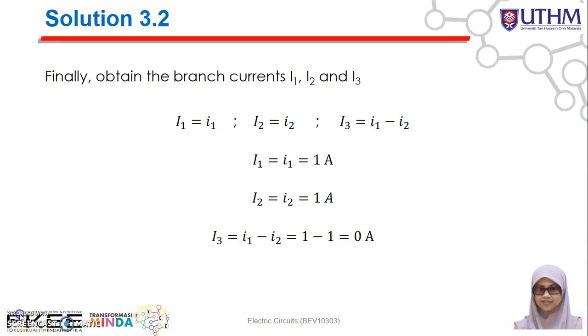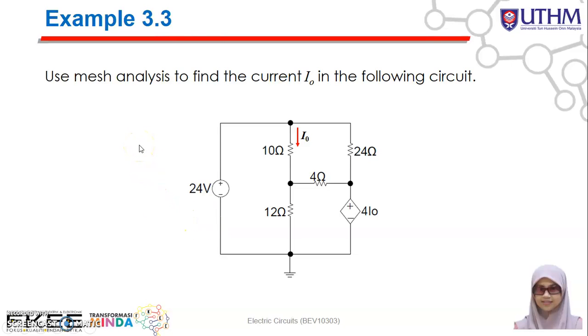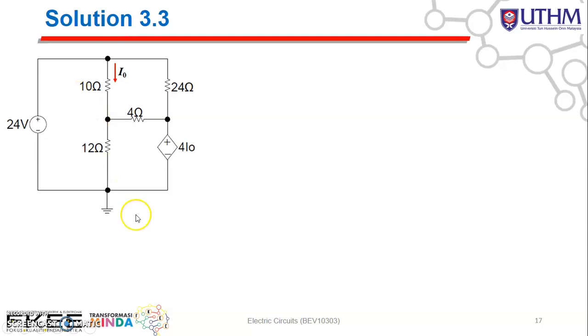Okay, now we go to the last example for this subtopic, which is example 3.3, where in this example we are going to see how we can solve the mesh analysis for a circuit that has 3 meshes. So this is the first mesh, second mesh, and then third mesh. And then the question here: use mesh analysis to find the current I0 in the following circuit.